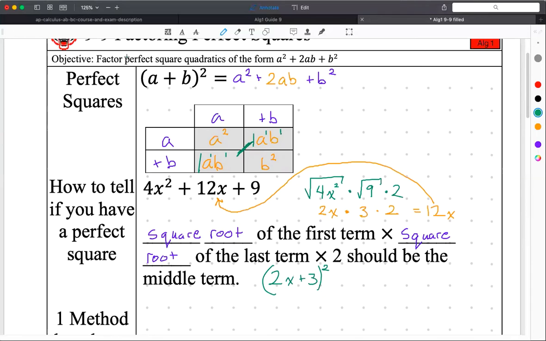Mr. Siddell, what's (2x + 3) squared? What's that equation called? Just a perfect square. Perfect square, yeah, exactly. Or if you want to be a little bit more official, it's a binomial square or a linear binomial square.